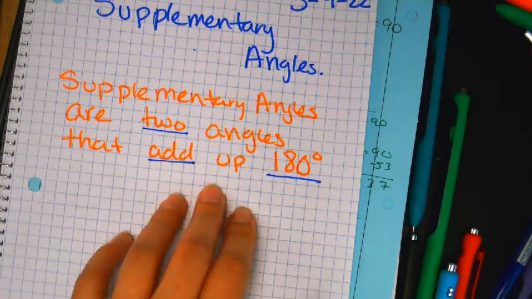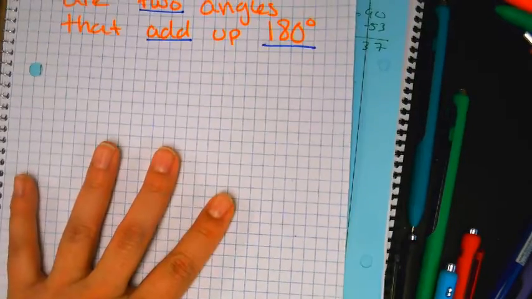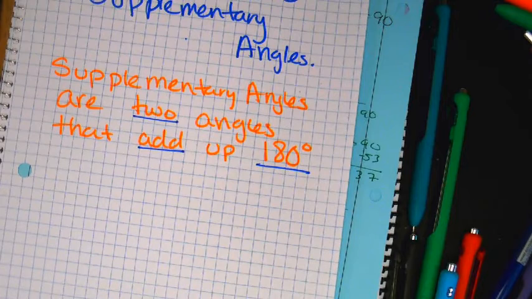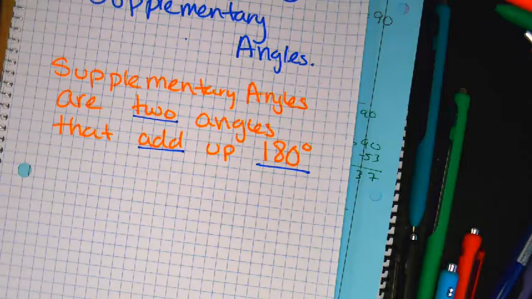Did you write this down? I don't want you to fall behind, and then you get upset because you didn't write it down. It's a straight line. Very good. So 180 degrees is a straight line. Complementary was 90, like an L. This is a straight line.